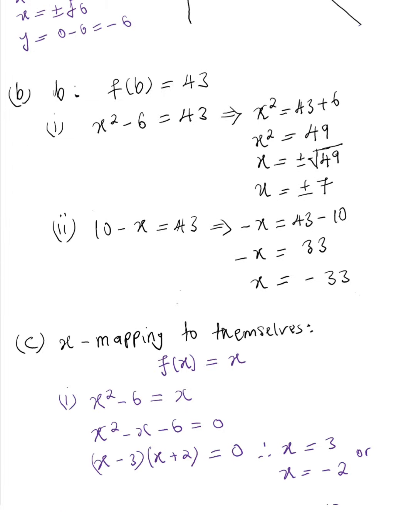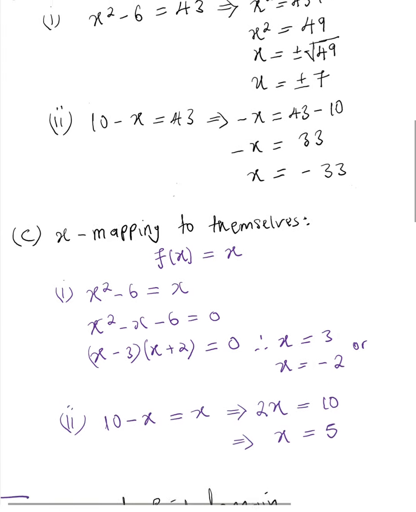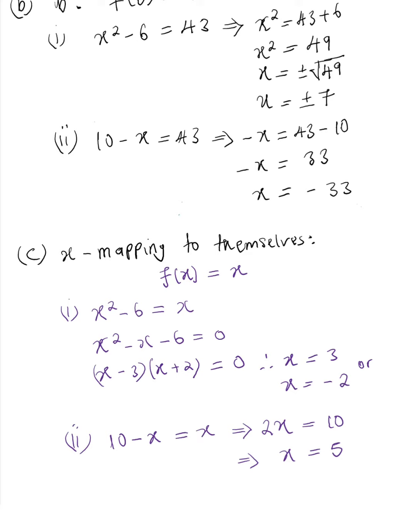So we equate the first part of the function, which is x squared minus 6 is equal to x, so that x squared minus x minus 6 is equal to 0. Then solving for x, we have x is 3 and x is negative 2. Now the second part of the function, 10 minus x is equal to x, so that 2x is equal to 10, which implies x is equal to 5.